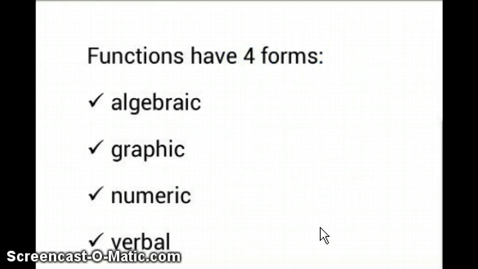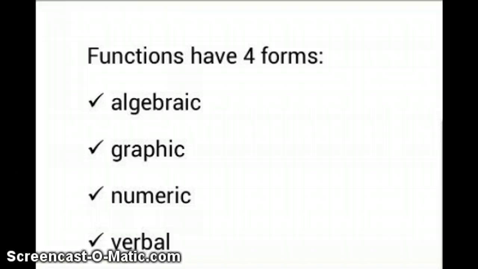I'm going to get back to the other forms, numerical and verbal. Numeric would be a chart like the ones I've shown you before, but with thousands of numbers. And the verbal one might be a word problem. So which one do you think is the easiest one? If your answer was graphic, then you're right, because pretty much everybody can understand the drawing and tell me something about it. It goes up, it goes down, and things like that.